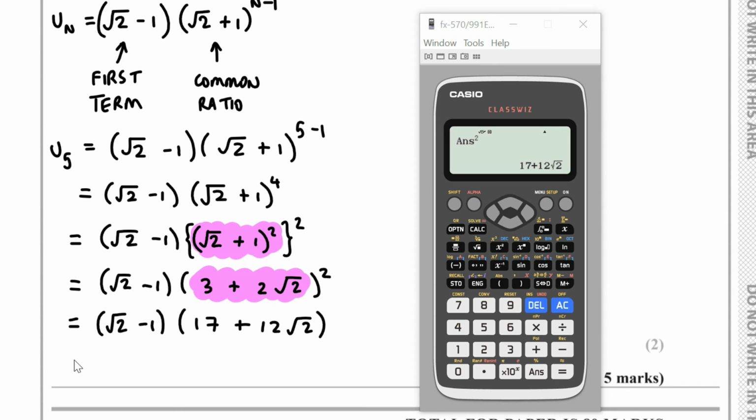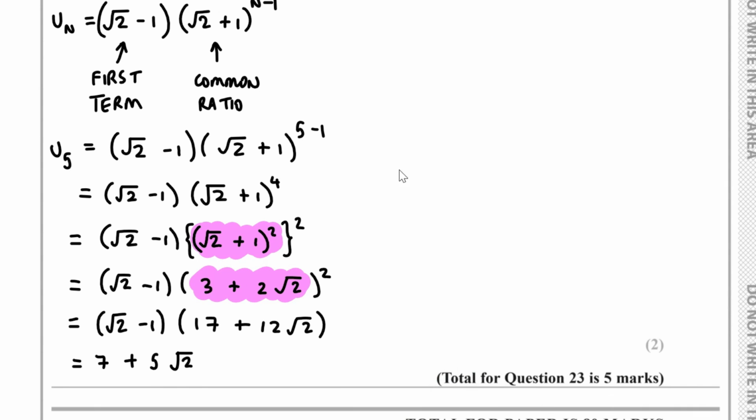So now if we work this out, we need to multiply this by root 2 minus 1. So it turns out here we get 7 plus 5 root 2. No need to manually calculate everything because we've got our calculator. It's a calculator paper, so hence shown.